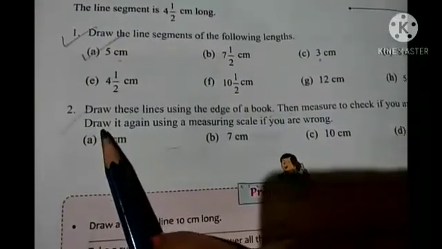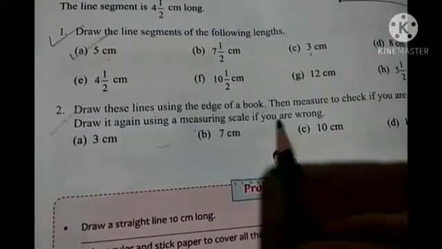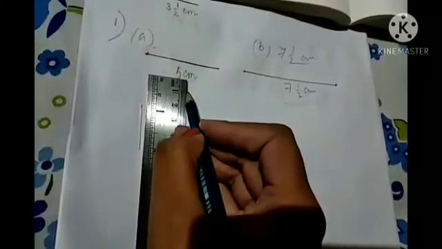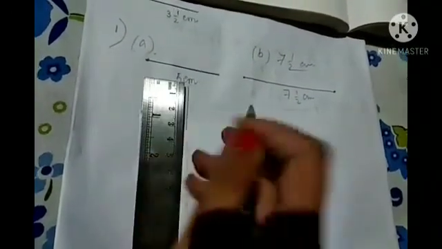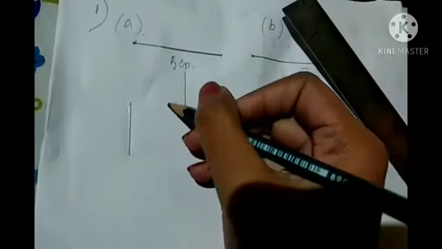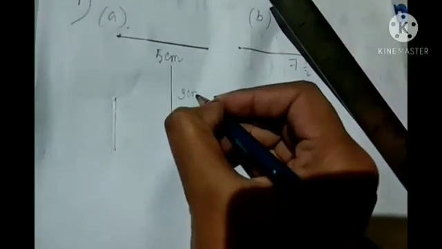Okay, so 3 centimeters. So if I measure it, then I'm getting, okay, it's not exactly correct, but yeah, nearby. Then you see it is written that draw it again using a measuring scale if you are wrong. Okay, so as here it is not exactly 3 centimeter, then nearby that only, by using the scale you have to draw the real one. That means from here to here you can draw this one, 3 centimeter, no? So okay, I am drawing it above, but you can draw it together, okay, here only. So this one is exactly 3 centimeter.